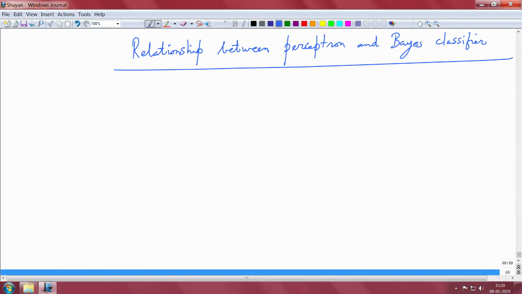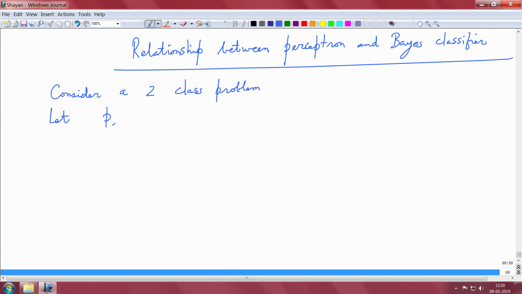Having considered the perceptron algorithm and derived how we can get an optimal hyperplane to separate linearly separable classes, let us see the relationship between perceptron and the Bayes classifier. For this we will have to set up this 2 class problem. Consider a 2 class problem.